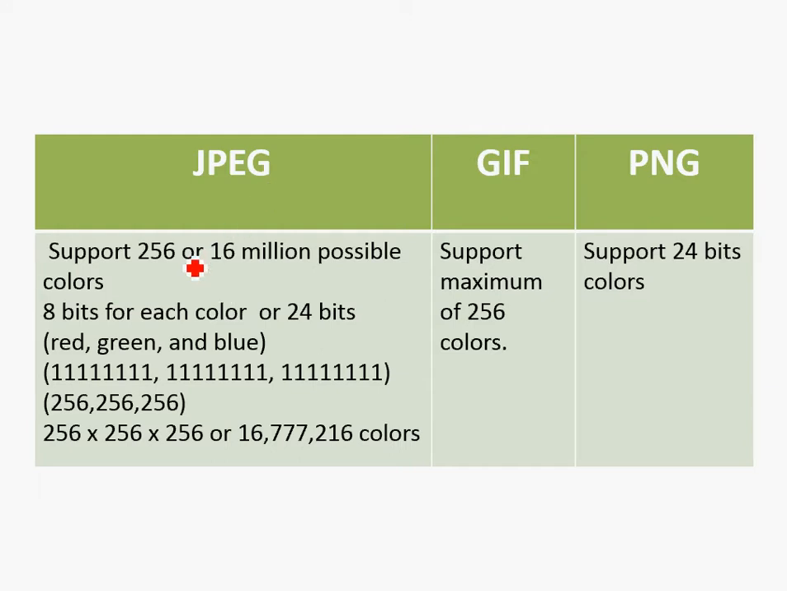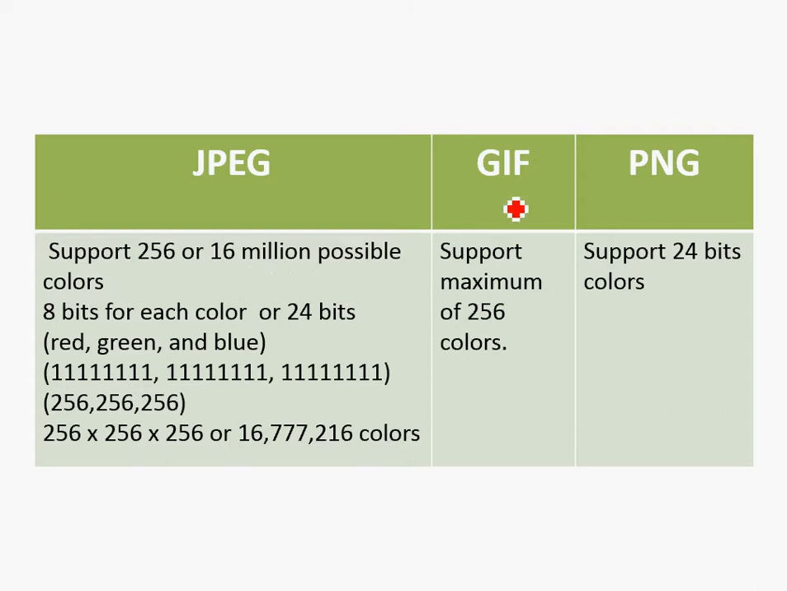So JPEG supports 256 or 16 million possible colors, 8 bits for each color. We know the colors are in RGB format, so R for red contains 8 bits, green again contains 8 bits, and blue again contains 8 bits, meaning totally they contain 24 bits. In decimal format the 8 bit is calculated as 256. So when we multiply all this we get approximately 16 million possible colors.